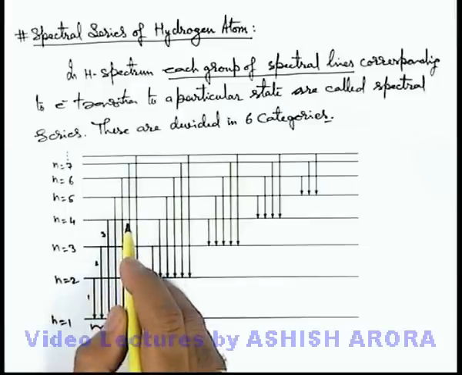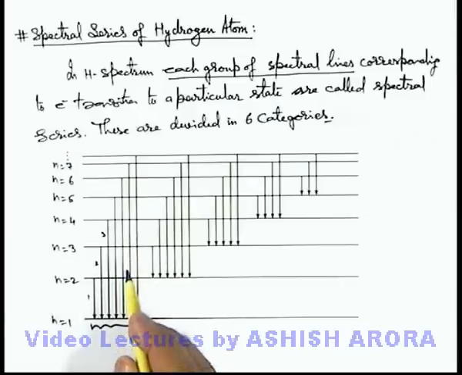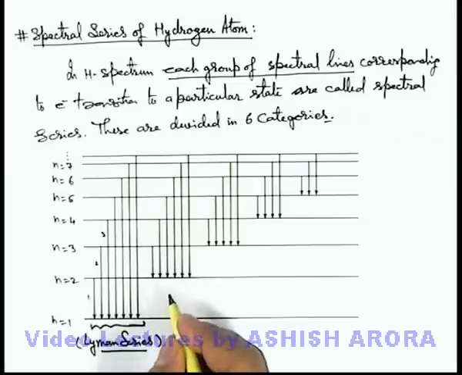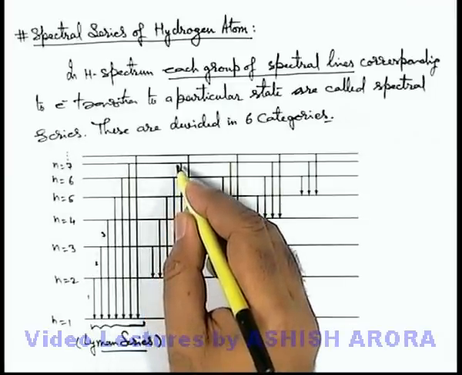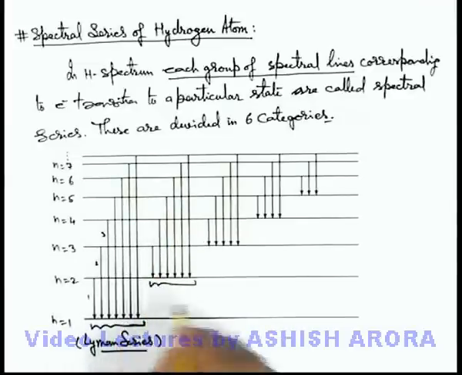So in this situation, we can see that the first 2-3 lines will be distinguished, then onward the lines are very close to each other. And this group of spectral lines corresponding to transition to n equals 1 is given a separate name, Lyman series, which is one of the spectral series among many. And similarly, when an electron makes de-excitation to n equals 2 level from any higher orbit, this group of spectral lines is again given a separate name called Balmer series.